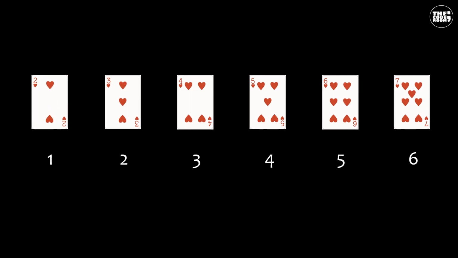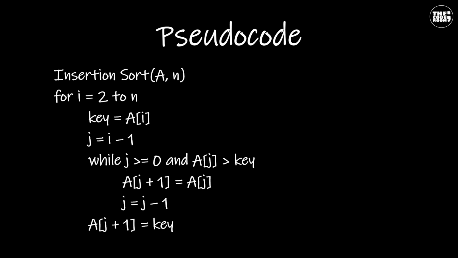Let us understand the algorithm of insertion sort. This is the pseudocode of insertion sort. First, we have a for loop which starts at index i equal to 2 and increments up to n. This loop iterates on all elements of our array starting from 2. We declare a variable key which we want to place in the sorted sequence on its left side. Next, we declare a variable j which is the index 1 less than the index of the key element.